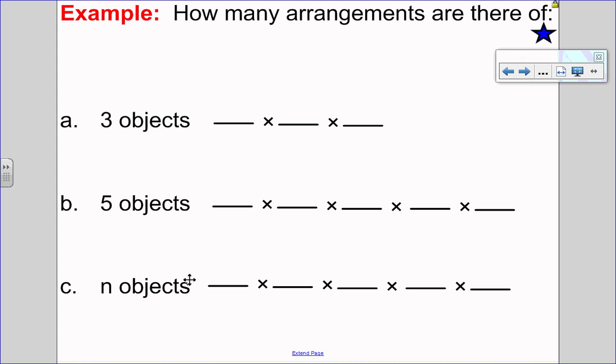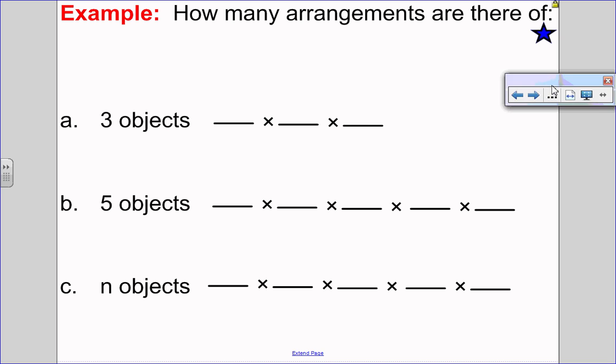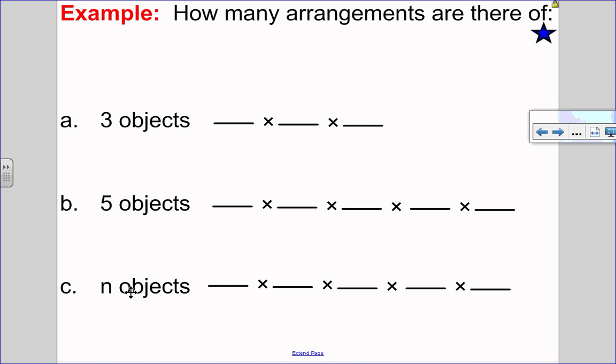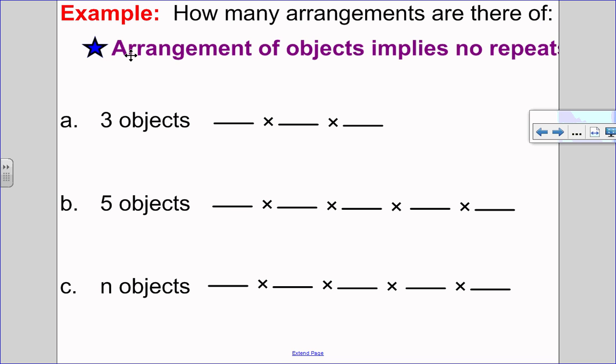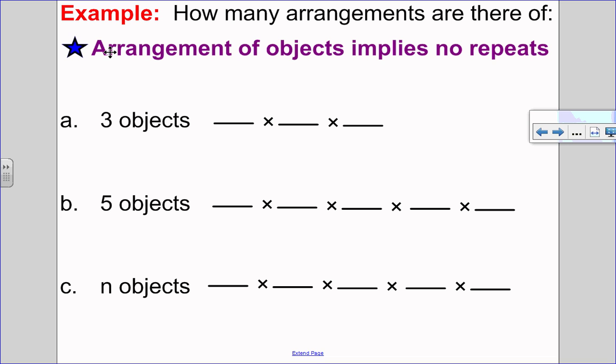I want to look at arrangements. We're building towards factorials and formulas. So how many arrangements are there of 3 objects, 5 objects, and n objects? So we're building up to a general case here. Before I begin, I want to remind you that when I have an arrangement of objects, it implies no repeats.